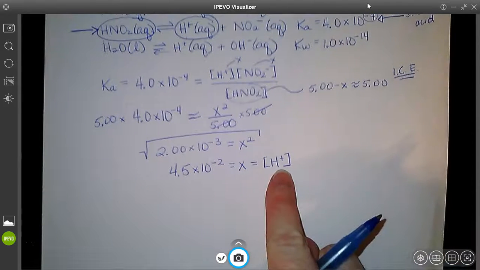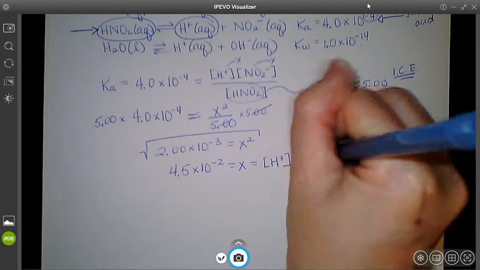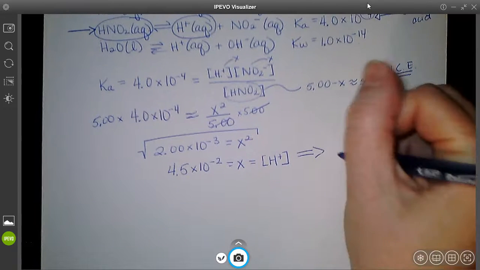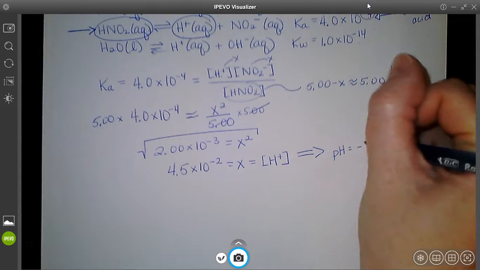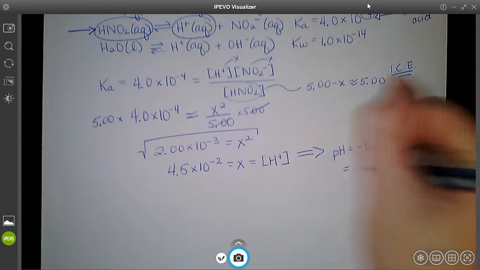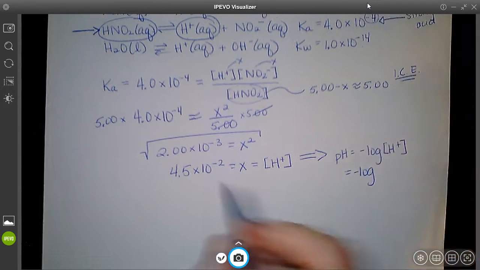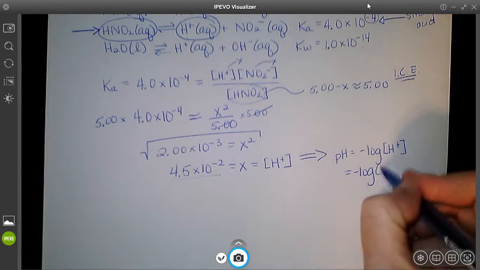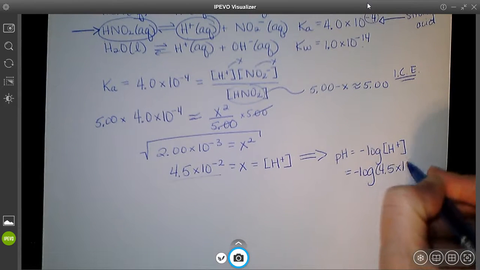So now that we know our hydrogen ion concentration, with that, we can solve for pH. pH is the negative log of the concentration of hydrogen ions. So this is the negative log of 4.5 times 10 to the negative 2.